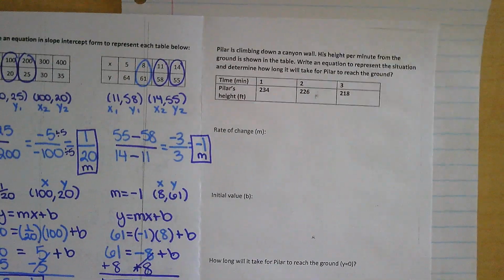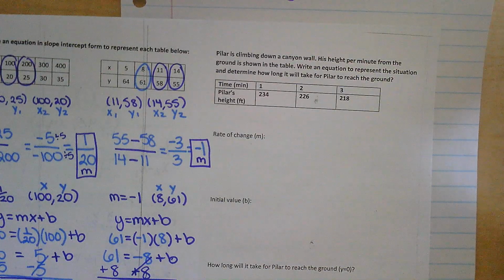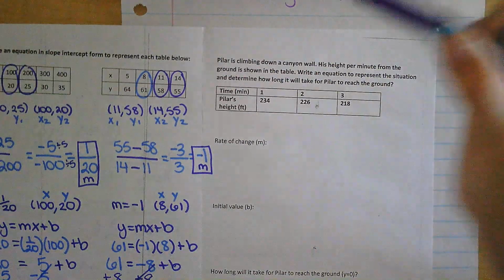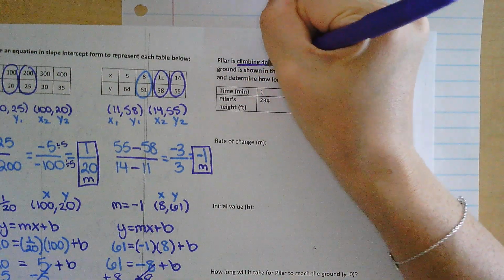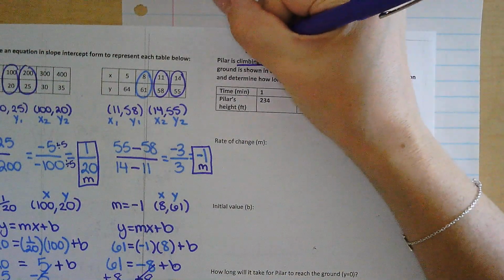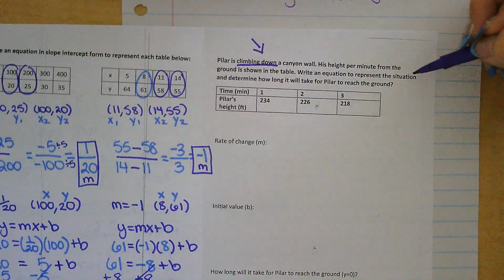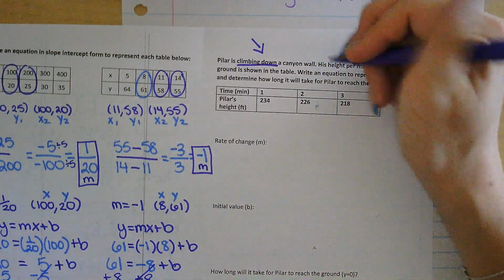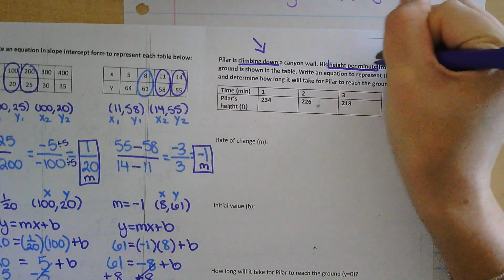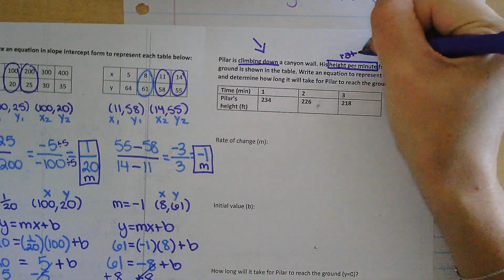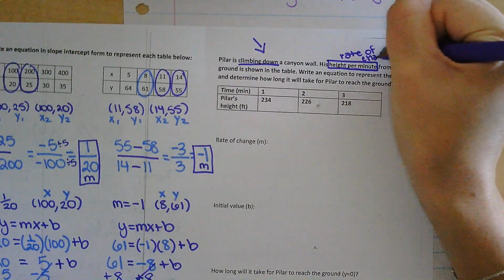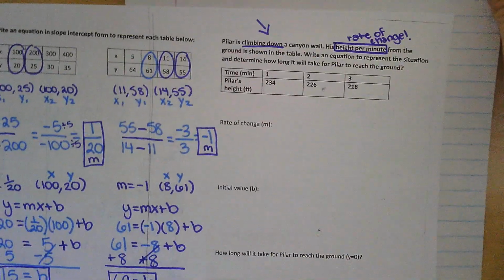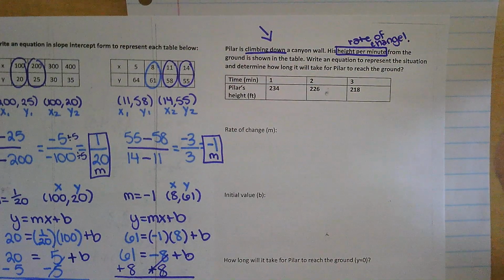All right, let's bring this concept into a real-world problem to finish off. Pilar is climbing down a canyon wall. Climbing down is going to be a key term there. We're going down. His height per minute from the ground is shown in the table. This is his rate of change, right? Write an equation to represent the situation and determine how long it'll take for Pilar to reach the ground.